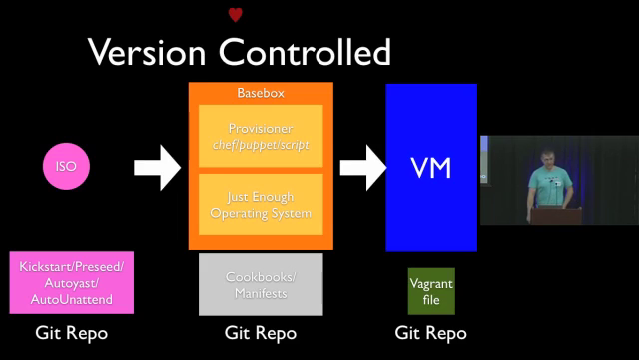So that allows me not only to version control my cookbooks, it also allows me to version control the way I created the base box. So I have my preseed files, I have my initial scripts to get Ruby on that box or Puppet on that box, so I can tweak that later if I want.